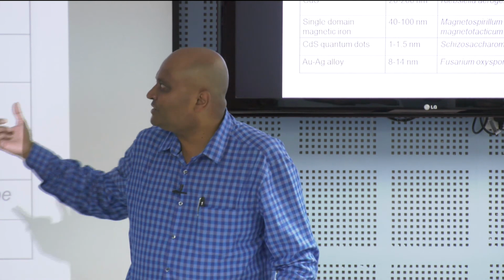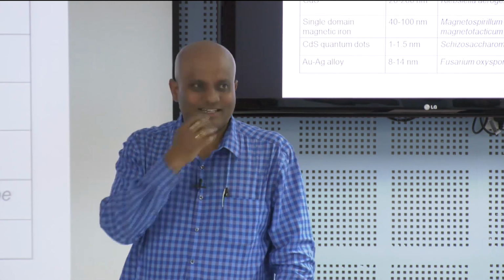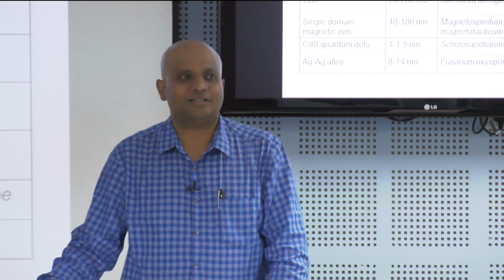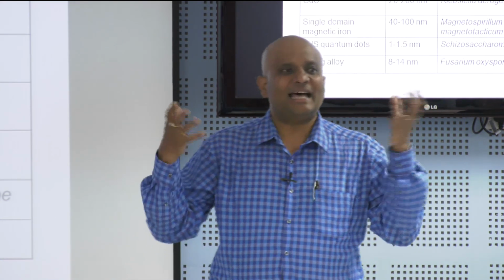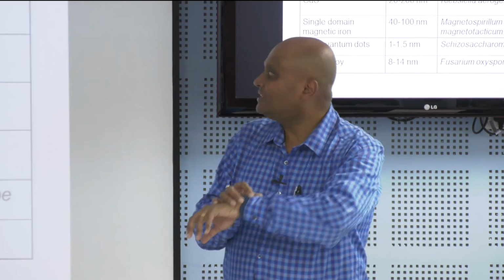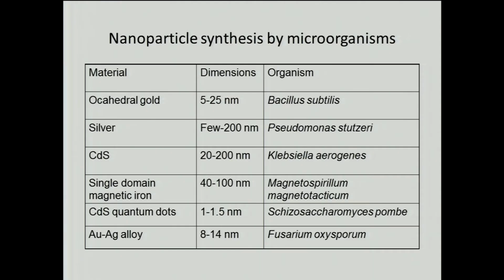So, those are the natural ways of making nanoparticles, or the other way is to make them in the lab by doing the chemistry method. Here are some of the bacteria which have been used to make them. Gold nanoparticles have been made by this bacteria, Bacillus. Silver nanoparticles are made by this.